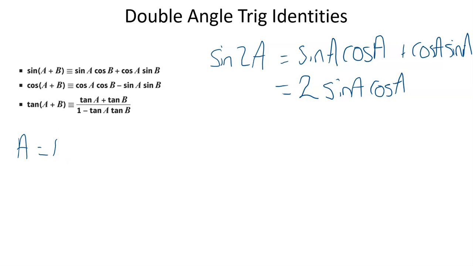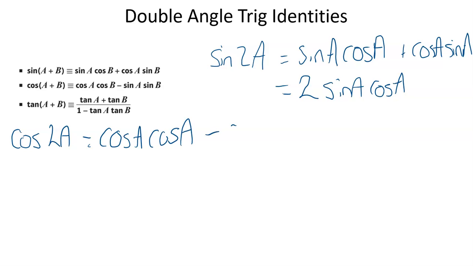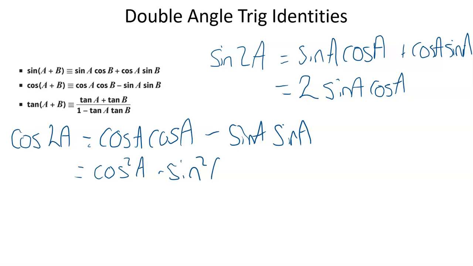Now cos is a little bit different. We'll come down here and give a bit more space for that. So cos of 2A, as A and B are the same, is cos of the first times cos of the second, which of course are the same, minus sine of the first, sine of the second, which are also the same. So we can rewrite that as cos squared A minus sine squared A.